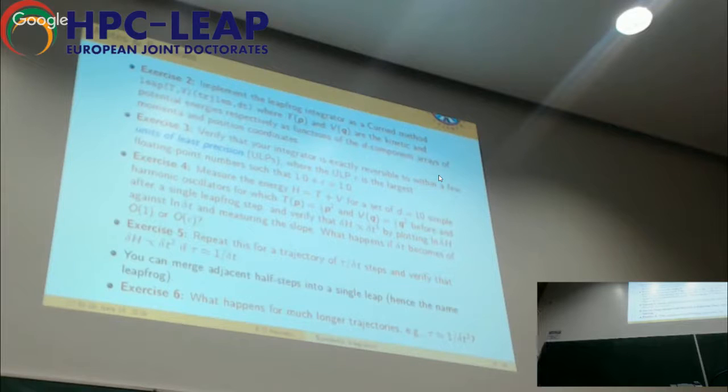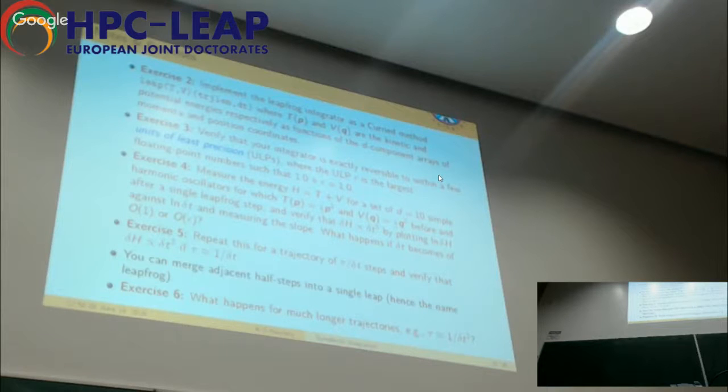Okay, so what you can do is check that. Then what you should do is measure the energy, the Hamiltonian, which is just T plus V, for, let's say, a set of 10 simple harmonic oscillators, uncoupled, in one dimension, where the kinetic energy is just a half p squared and the potential energy is just a half q squared. Okay, so we know that the exact motion would just be a circle in phase space.